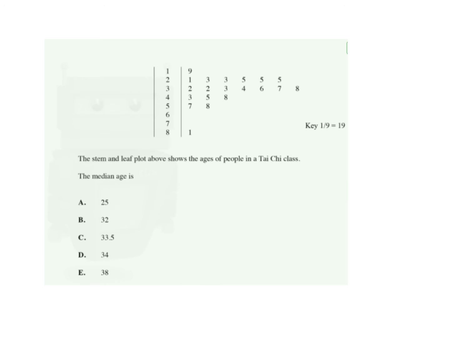Let's do this other example. Make sure you read the key. Be careful because it can be a decimal place, not just a whole number. But they're saying 1-9 is 19, so I've worked that out. The stem and leaf plot above shows the ages of people in the Tai Chi class. What is the median age?